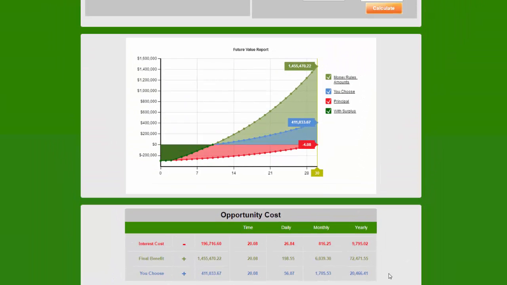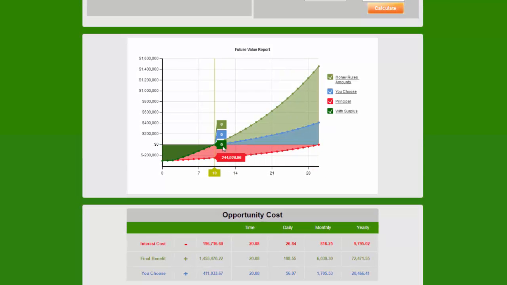If they say they want to think about it, then they're going to have to consider opportunity cost. And the opportunity cost is the difference between doing something and doing nothing. If they do nothing, then they have a further 20-year period. So from here to here, it's a further 20 years. They'll be paying interest of $26.84 per day after tax, $816 per month after tax, or $9,795 per year after tax.